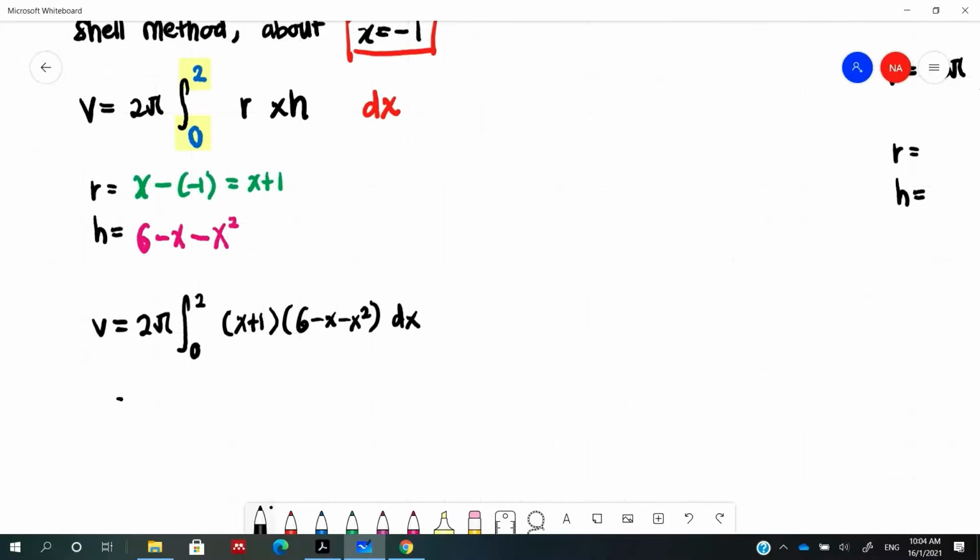I hope you're okay with this one. What you need to do is expand this, find the integration for each term, substitute the values from 0 until 2, and you get a final answer. You can leave your final answer in terms of pi.